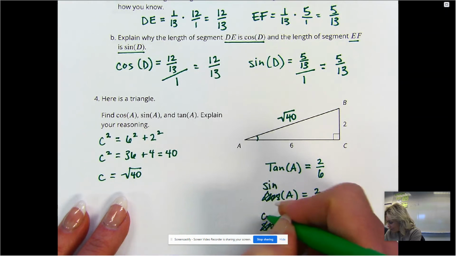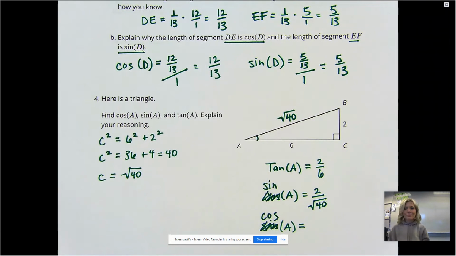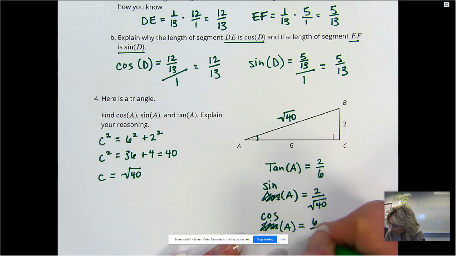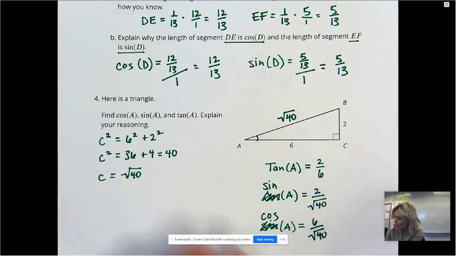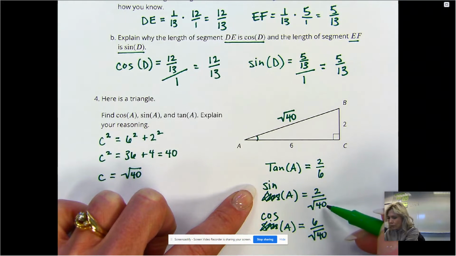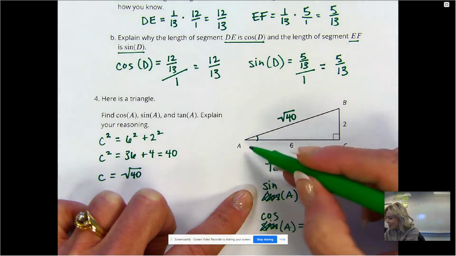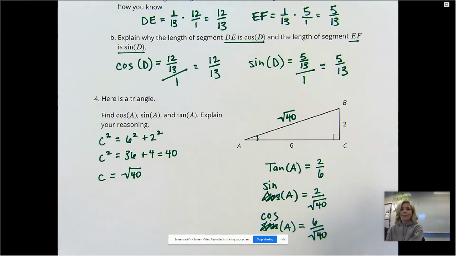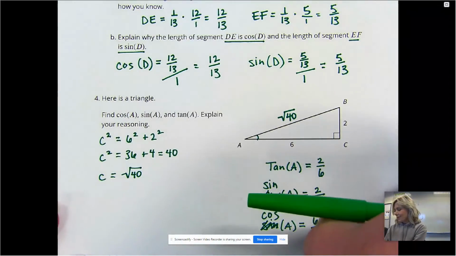This is cosine. We'll just do that. So the cosine of A is equal to the adjacent, which is 6 over the square root of 40. Sorry about that. Okay, so the sine is opposite over hypotenuse, 2 over the square root of 40, and cosine is adjacent over hypotenuse, 6 over the square root of 40. We're almost done.